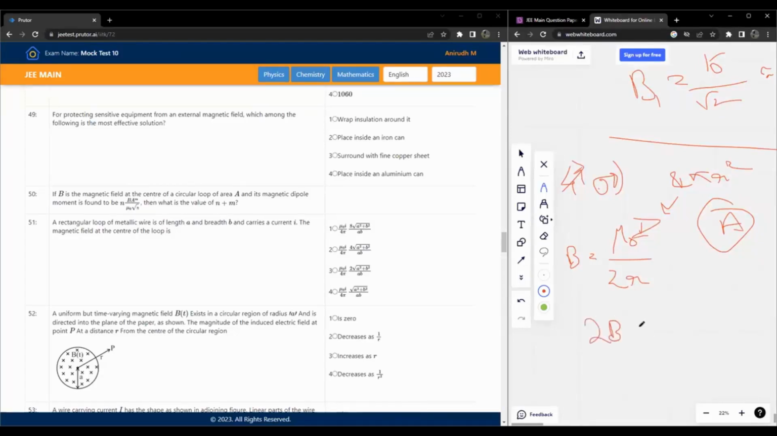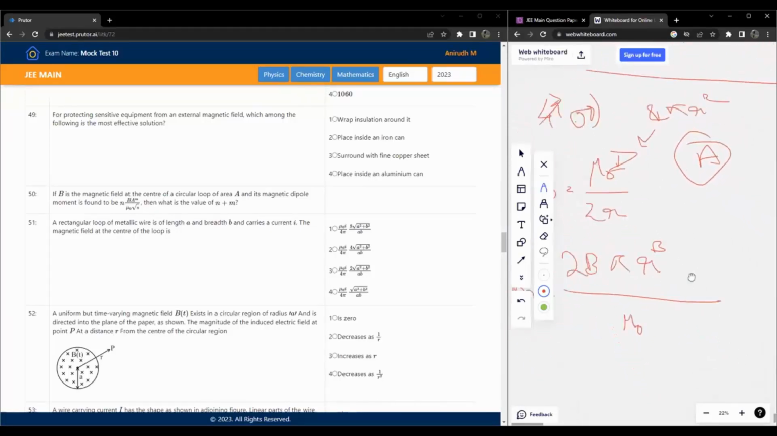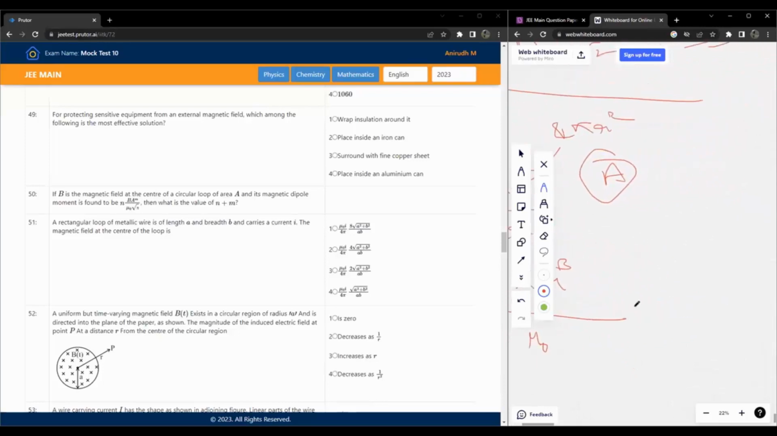2B pi R cubed divided by mu naught, right? That is magnetic moment M, right? And you are given B, you are given the area A, right? That is pi R squared.